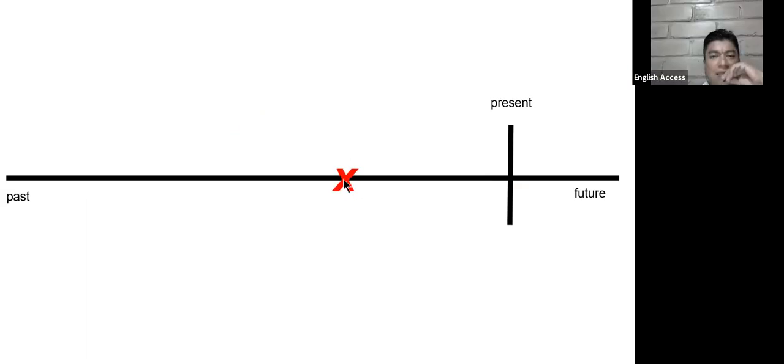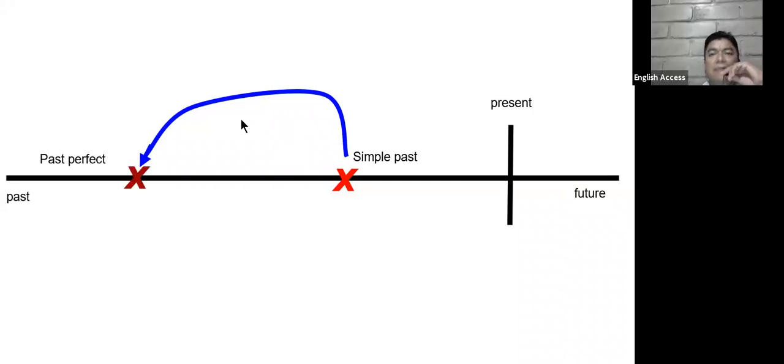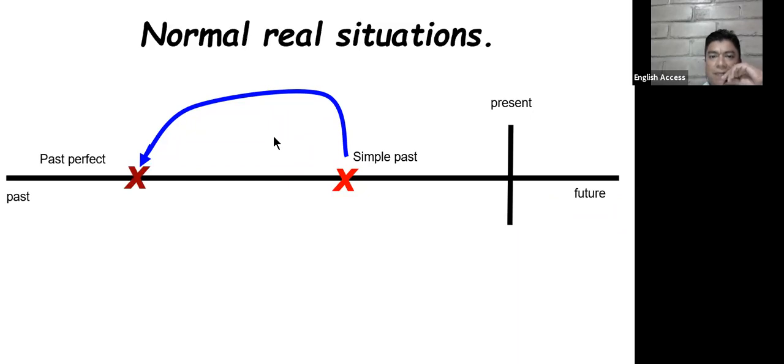So this is simple past. What about this? Participle. Past perfect. Past perfect, simple past. And these are normal situations.